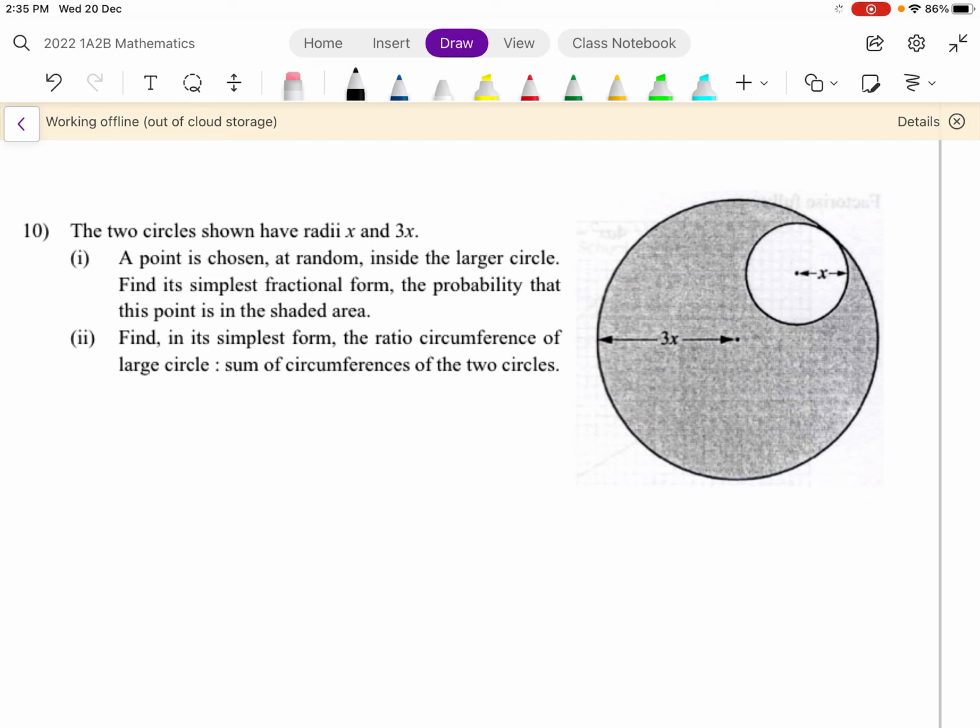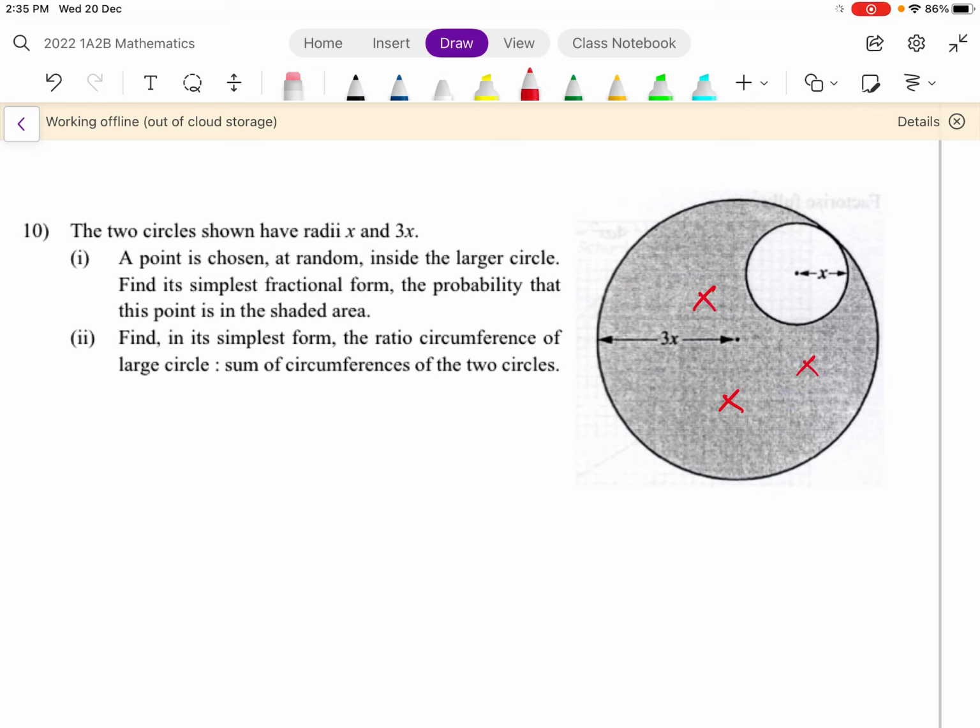So we're going to randomly choose a point inside the larger circle. Find, in the simplest fractional form, the probability that it is in a shaded area. So I'm going to just randomly choose a point. Close my eyes, choose a point. Okay, so it could be in the shaded area. Close my eyes, choose a point. It could be, oh, it is still in the shaded area.